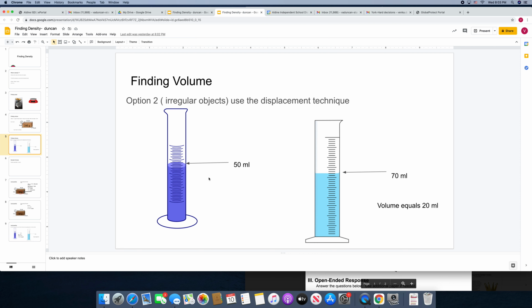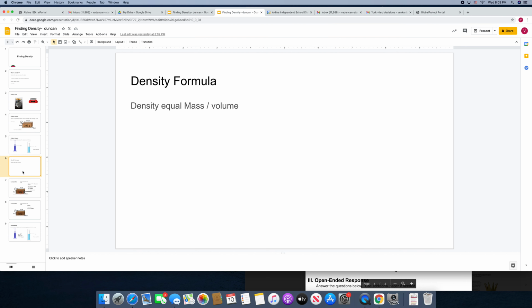So what's the volume of that rock, that invisible rock that we dropped in here? It used to be at 50. Now the water went to 70. That means the water went up by 20 milliliters. So your volume for that rock would equal 20 milliliters. Now that you have your mass and your volume, now you can start using the formula to find density. Here is our formula. Density equals mass over volume.